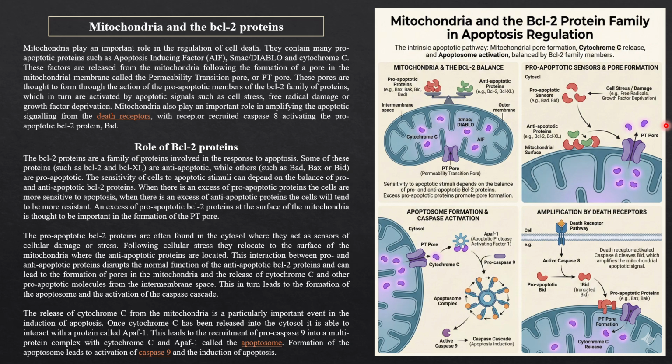When the pro-apoptotic signals dominate, pores form in the mitochondrial membrane, leading to a release of cytochrome C and other factors like SMAC and Diablo. The cytochrome C binds APAF1 and procaspase 9 to form the apoptosome, activating caspase 9 and initiating the caspase cascade. Additionally, the death receptor pathways can amplify this process via BID cleavage. This pathway is crucial in eliminating damaged or stressed cells.